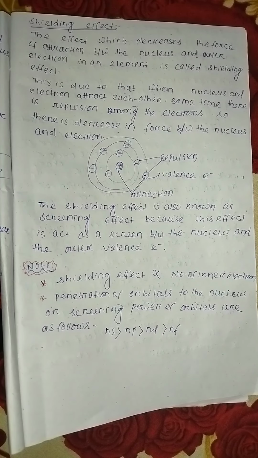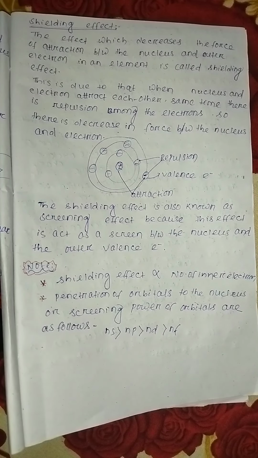You should watch that. Today we will discuss the shielding effect, which is one of the periodic properties. At first, we should understand the definition of shielding effect. The effect which decreases the force of attraction between the nucleus and the outer electron in an element is called the shielding effect.